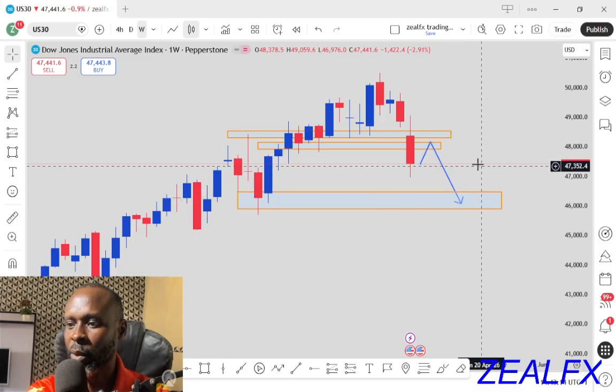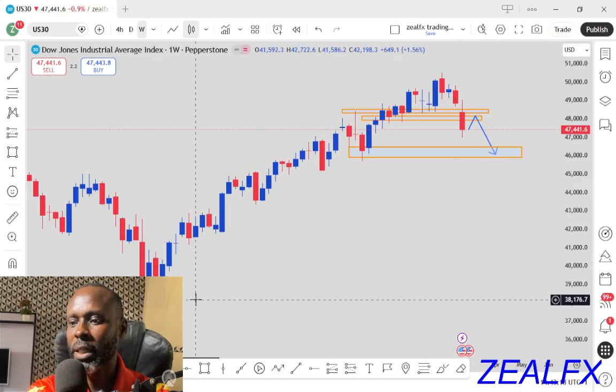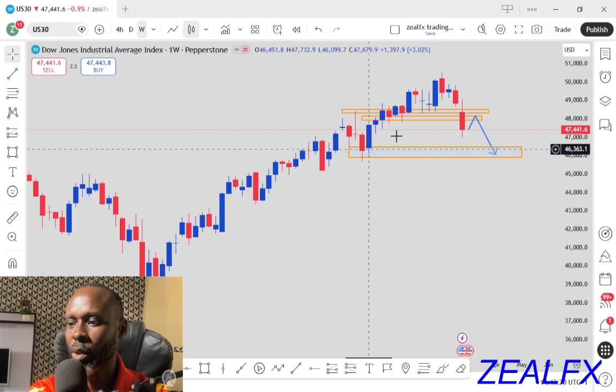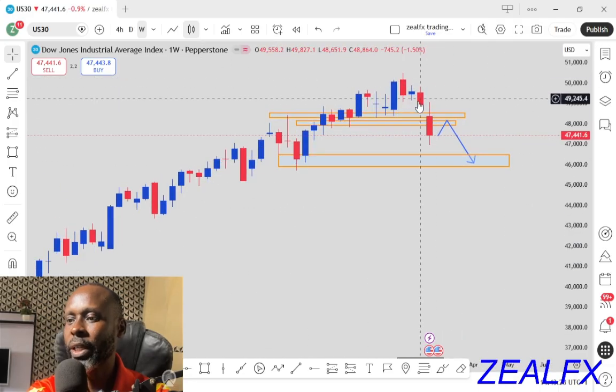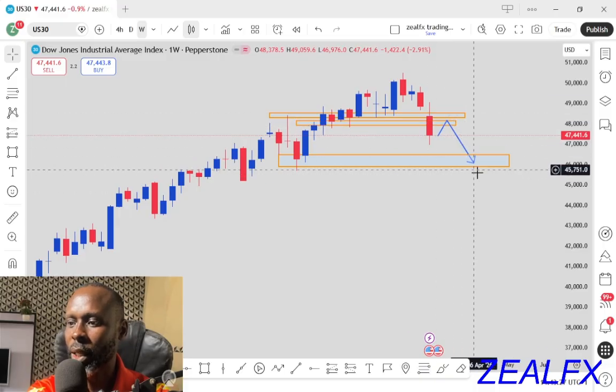support level. Then let's look at the trend of the US30 on the weekly chart. You can see we see a strong bullish momentum on the US30 still going on, but currently we are trading a reversal of the US30. This is a reversal of what? The US30. So long we are trading a reversal of the US30.